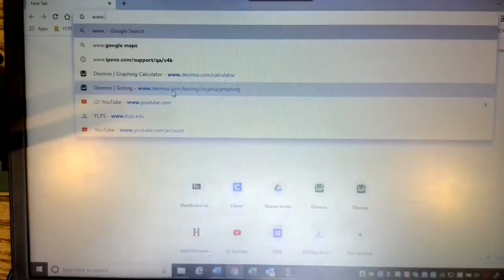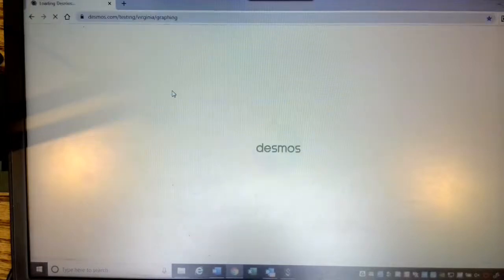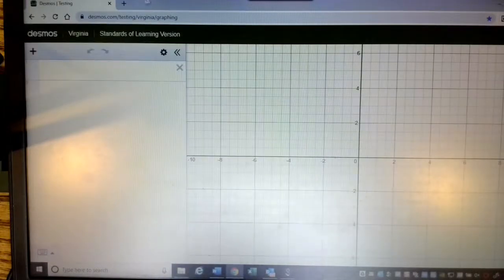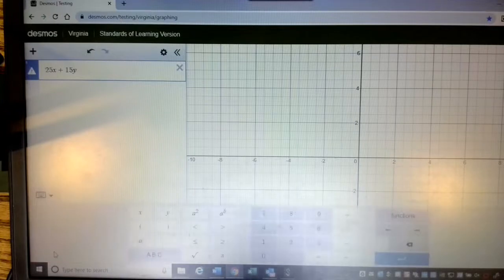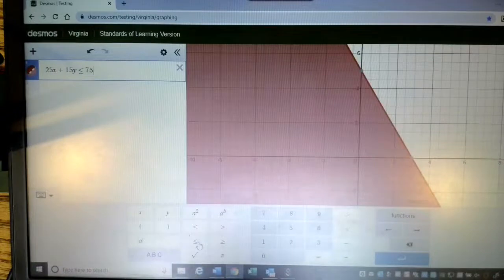Okay, so we're going to try this. Here I am at the Desmos website, so I'll go ahead and do that. When I come up in here, I'm going to go ahead and type my equation, 25x plus 15y. And remember, I want to have it be less than or equal to, so I'll come down here and open this up, and I want my less than or equal to 75.